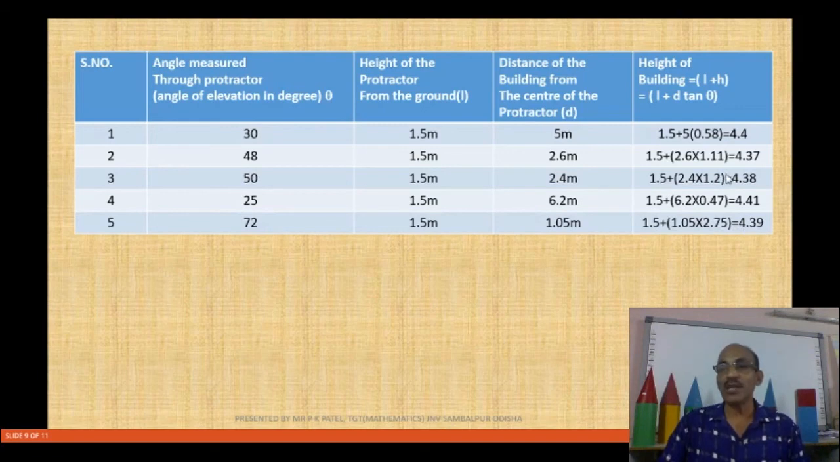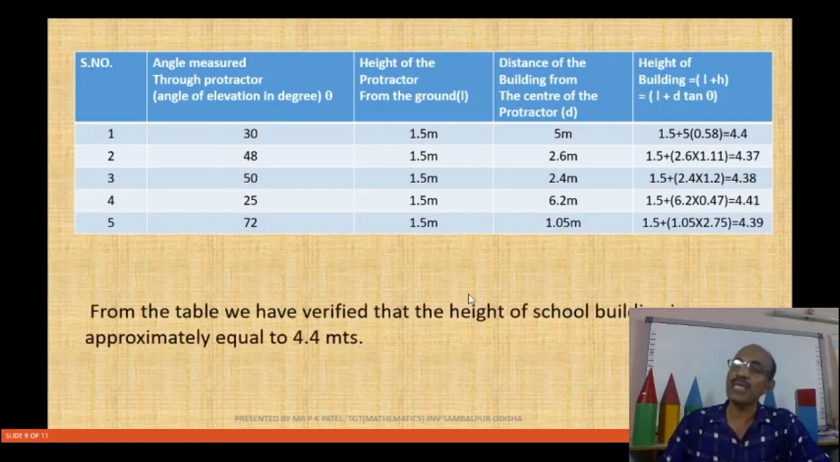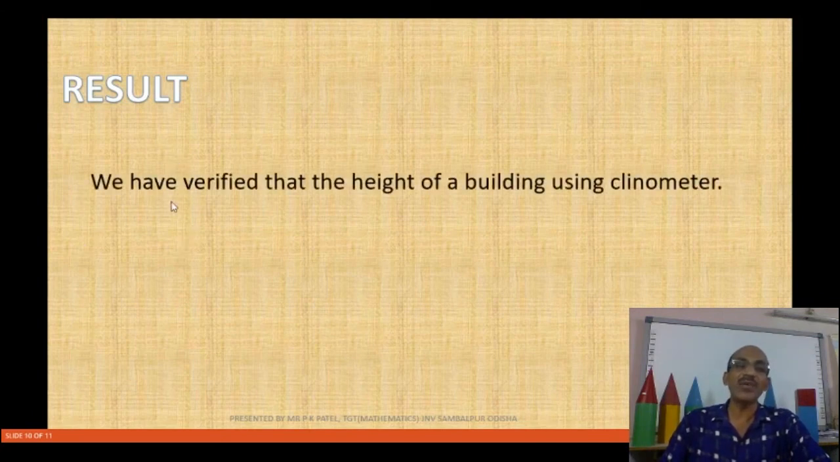Mark the table: all the last values are equivalent to 4.4. The first is 4.4, the second is 4.37, which rounded to one digit after the decimal is also 4.4. 4.38 is also 4.4, 4.41 is 4.4 and 4.39 is also 4.4. So all the values are equal up to the first decimal, 4.4. From the table we have verified that the height of the school building is approximately equal to 4.4 meters. And at last the result can be written: we have verified the height of a building using a clinometer.